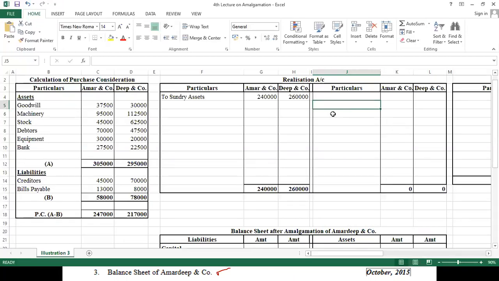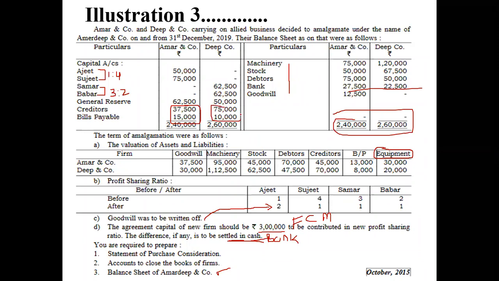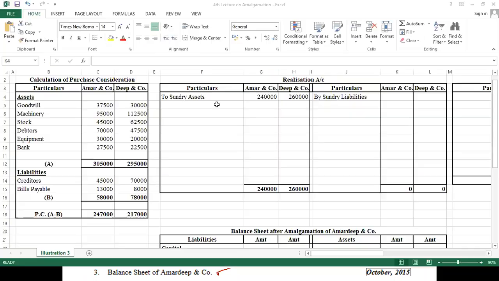Similarly, we will write on the credit side sundry liabilities. Okay, for Amar and Company we have, look at here, 37,500 plus 15,000, so it comes to 52,500, and here it comes to 85,000. So 52,500 and 85,000.